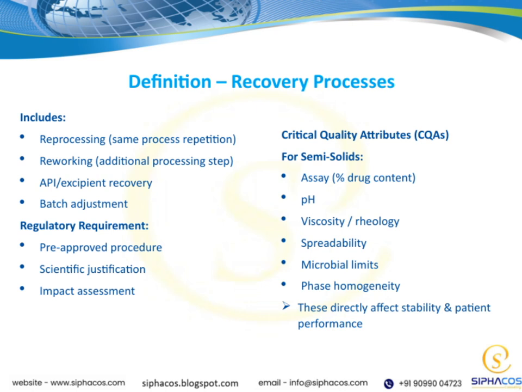Now, let's discuss recovery processes. These involve methods to recover active pharmaceutical ingredients or excipients during manufacturing or reprocessing. Reprocessing means repeating the same process to correct or improve the product, while reworking involves adding an additional processing step to achieve the desired quality. Recovery also includes the recovery of APIs or excipients that might be separated or removed during production, and batch adjustments to correct any deviations. Regulatory requirements here are quite strict.